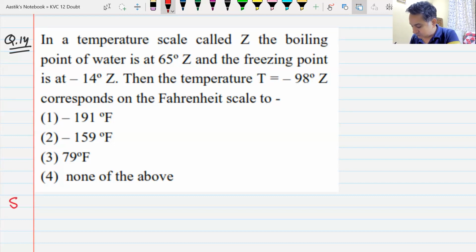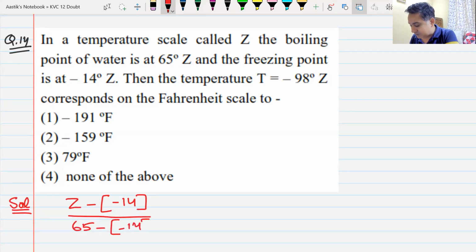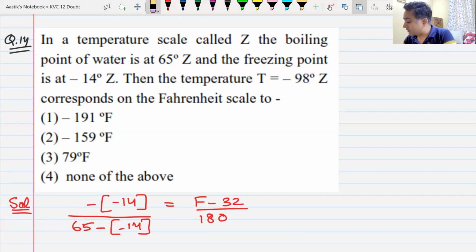How are we supposed to do this? It's pretty simple. I apply the concept: reading on any scale, let me call it the Z scale, minus the melting point on that scale. The melting point on the Z scale is minus 14, divided by the boiling point on the Z scale, which is 65, minus the melting point on the Z scale, which is minus 14. That must be equal to the Fahrenheit scale value, F minus 32 divided by 180. For this temperature, Z is given as minus 98, so I'll just put minus 98 here. Do we understand this? Yes or no?